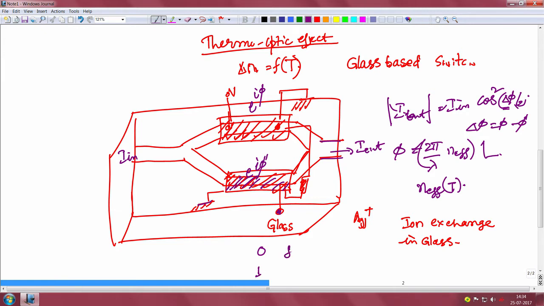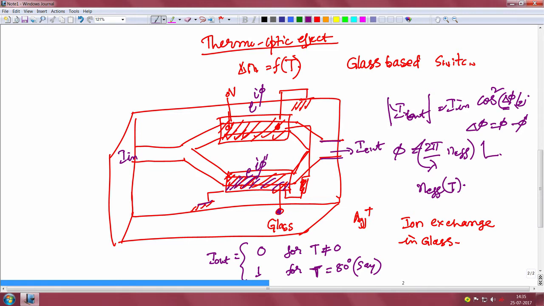So, for T not equal to 0, let me say they are identical, and so the phase shift is 0, and for some value of T, say 80 degrees or so, output is maximum, and we can switch between 0 and 1 by switching between 0 and 80 degrees. This could be called a binary on-off switch using thermo-optic effect.